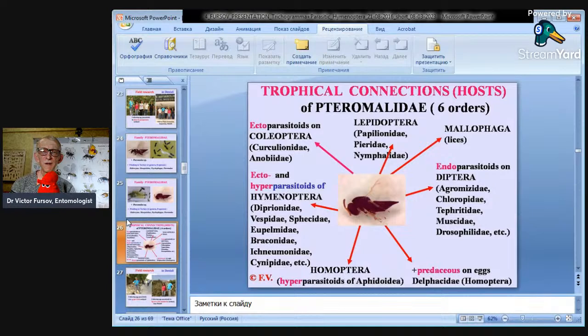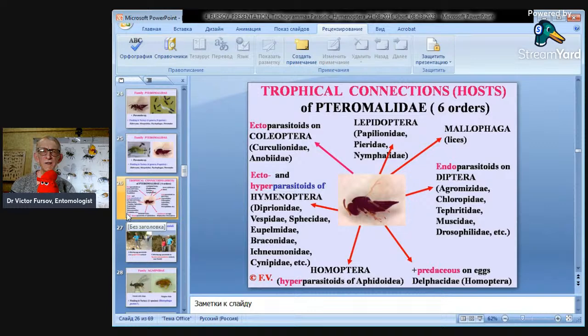of the family Cynipidae, ectoparasitoids of some weevils and wood-boring insects of the family Anobiidae, and parasitoids of larvae and pupae of butterflies of the families Papilionidae, Pieridae, Nymphalidae, and many others. Not all are in the list, because there are two long lists of different host families. Some of them are indicated on the slide.